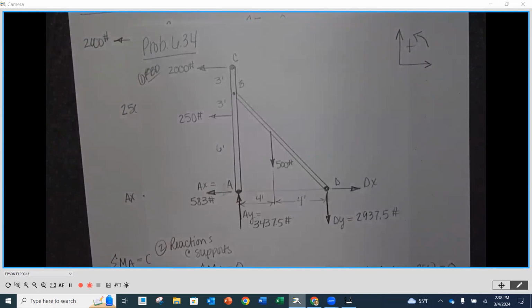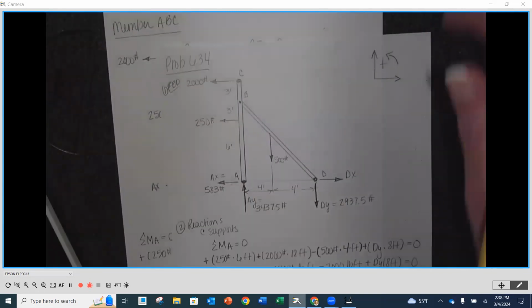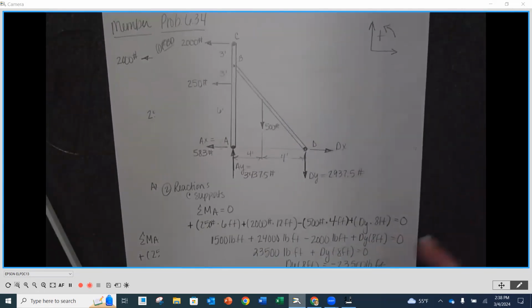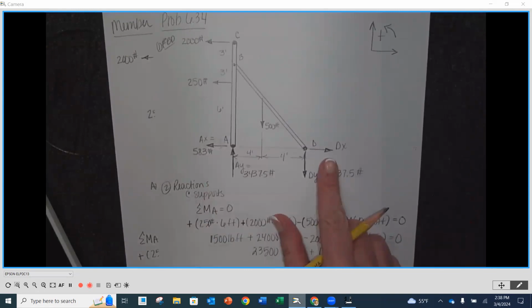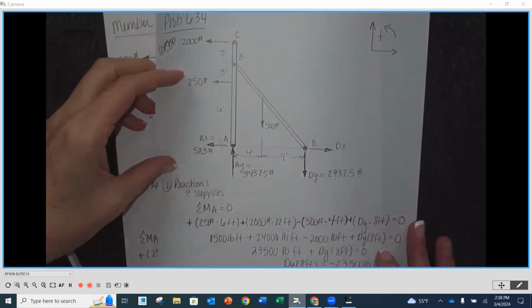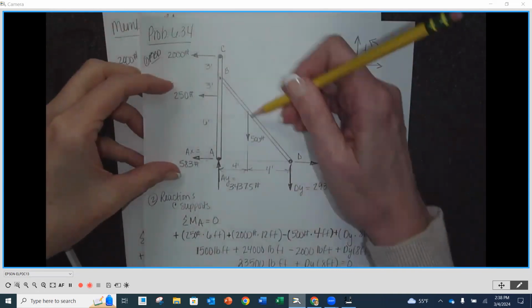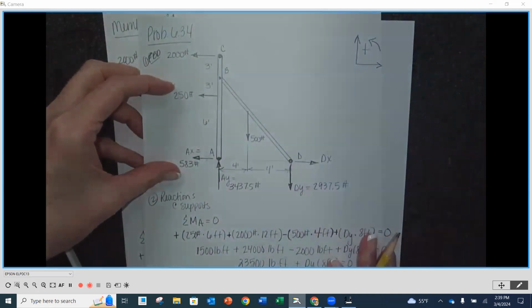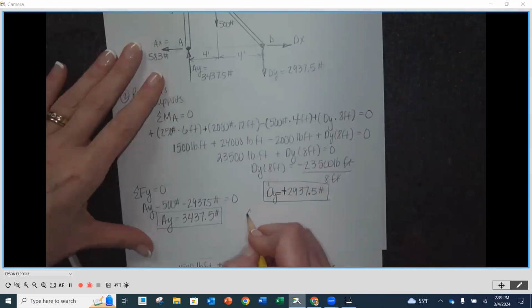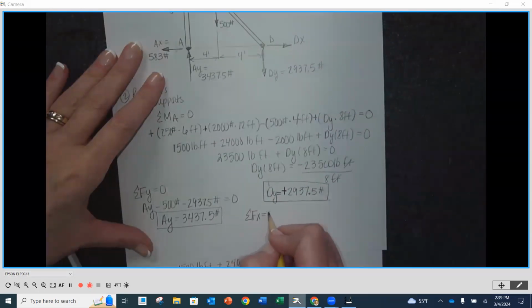Which means, what can we do here on this free body diagram? If we know what AX is, do you see how we can now solve for DX, right? Let's go ahead and do that. Might as well do it right here. And then that way, when we do our last member here, we'll be able to check for equilibrium. So sum our forces in the X direction equal to 0. I'm going to sneak it in at the bottom.